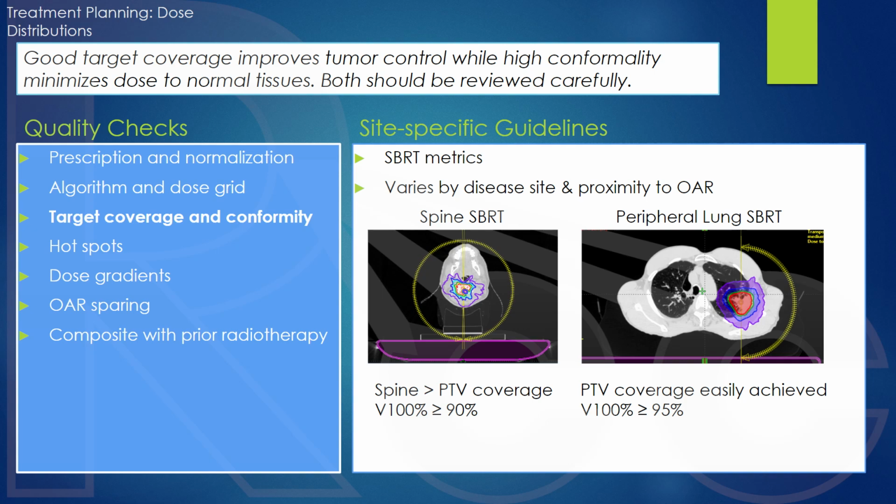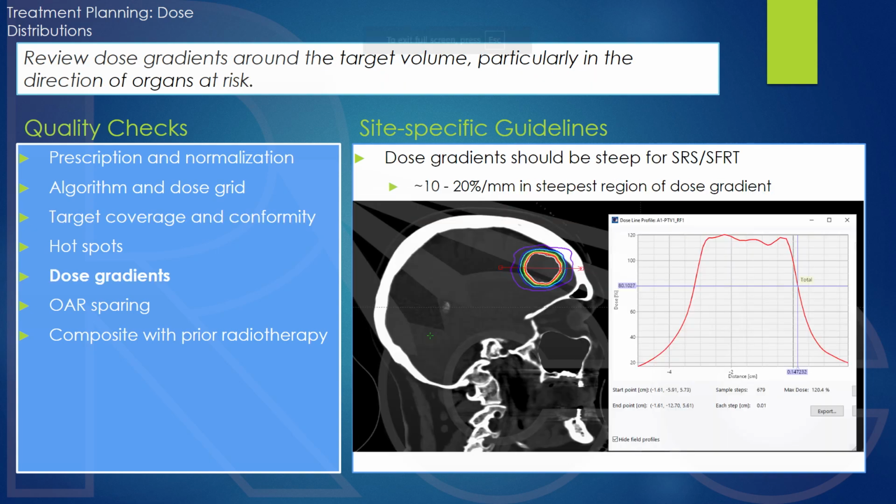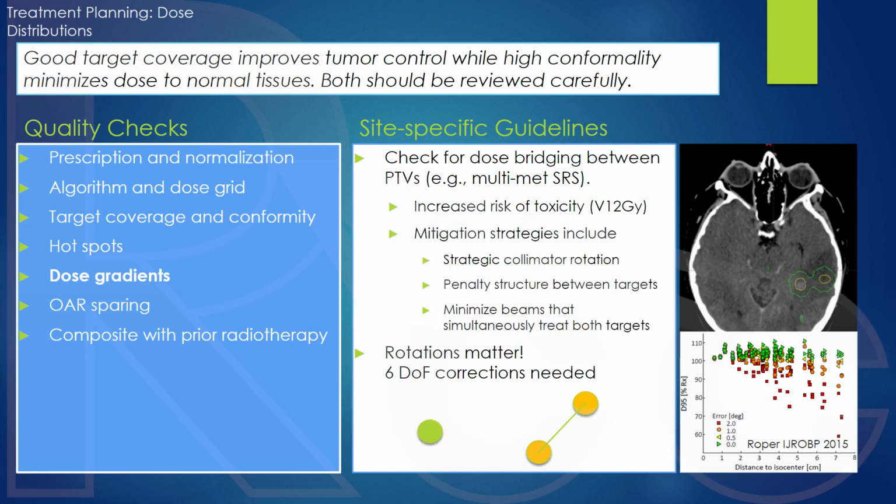Whereas at right, we're looking for a very compact symmetrical dose distribution because there's not an organ at risk which is dose limiting. Okay, so the dose gradient should be steep for SRS and SBRT. In the steepest region of the dose gradient, you should expect somewhere on the order of 10% dose change per millimeter. It may even be a 20% dose change for a small SRS target. It can be larger for SBRT.